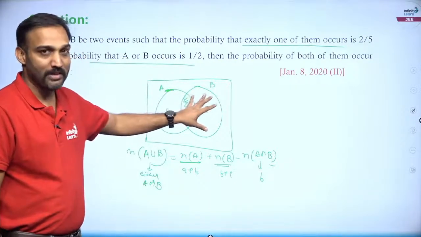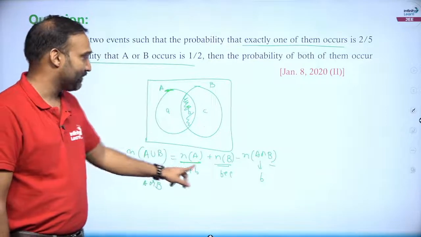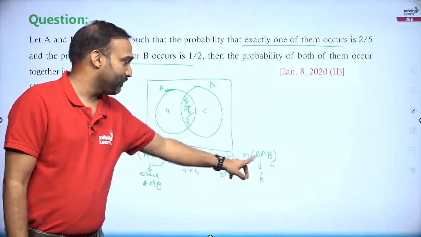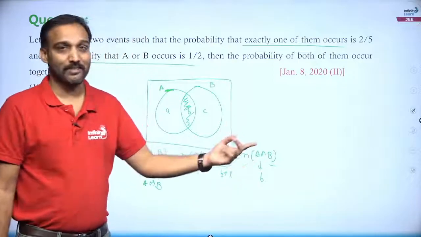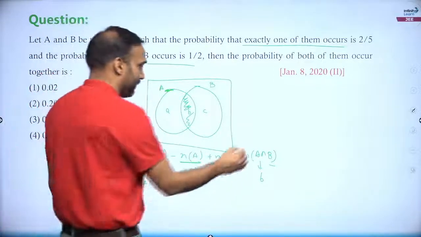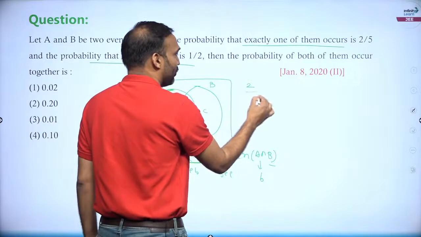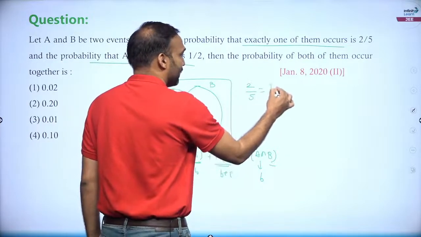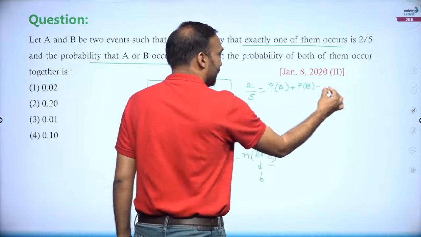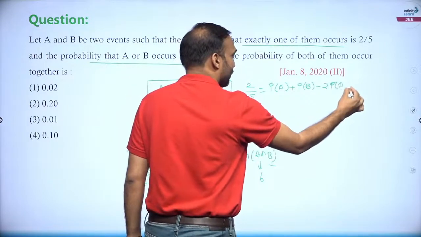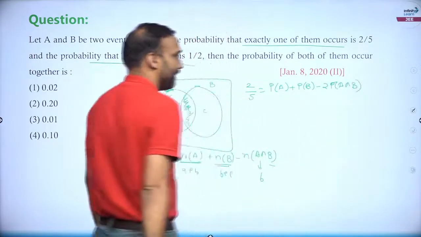I don't have to count B, right? Now in this expression, if I subtract once, B will be there. What if I subtract this twice? B will be eliminated, right? So I can say 2 by 5 is nothing but probability of A plus probability of B minus twice the probability of A intersection B. Is this clear or not?